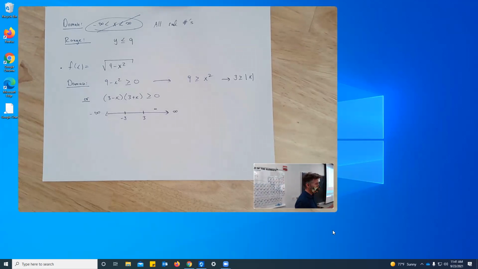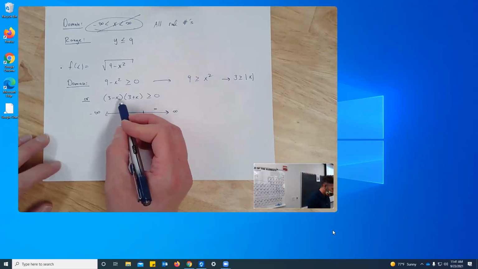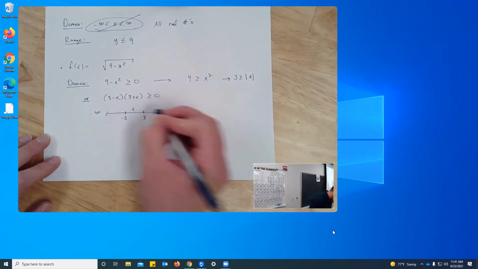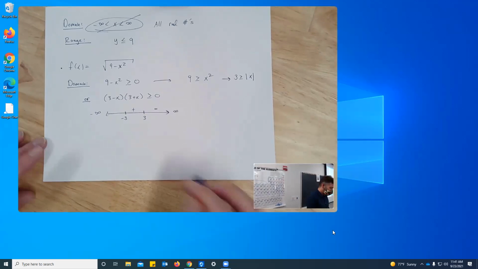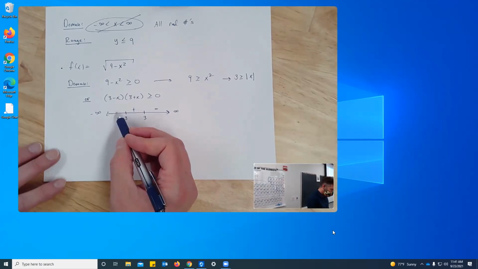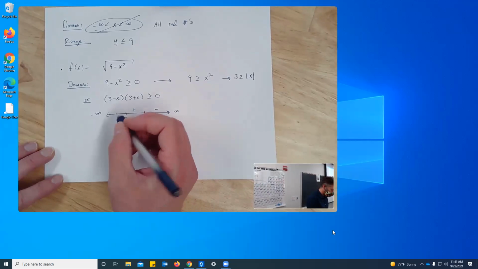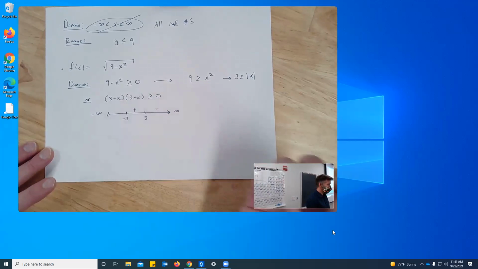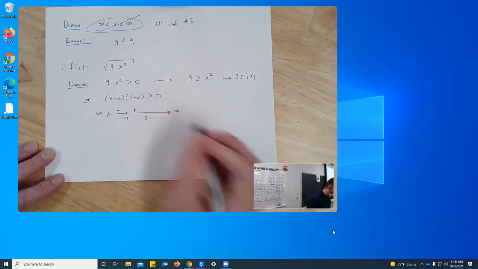Pick something literally between -3 and 3. You can't pick the endpoints, because if you pick 3, you're just going to get 0, and that's not helpful. So I pick 1: 3 minus 1 is positive, 3 plus 1 is positive, and positive times positive is positive. And if you pick something less than -3, like -4, 3 minus -4 is positive, 3 plus -4 is negative, and a positive times negative is negative.